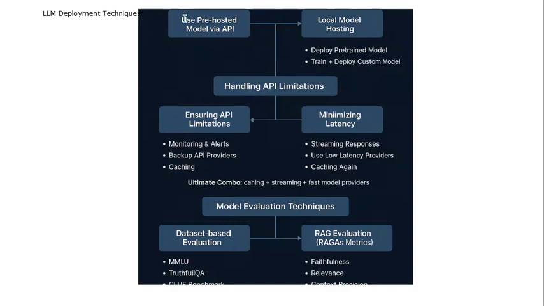Firstly, there are two. One is a pre-hosted model accessed via API. You can just use the pre-trained models that are already hosted by some model providers. We can simply access those hosted models and use that deployment in our code so that we can access that particular LLM.